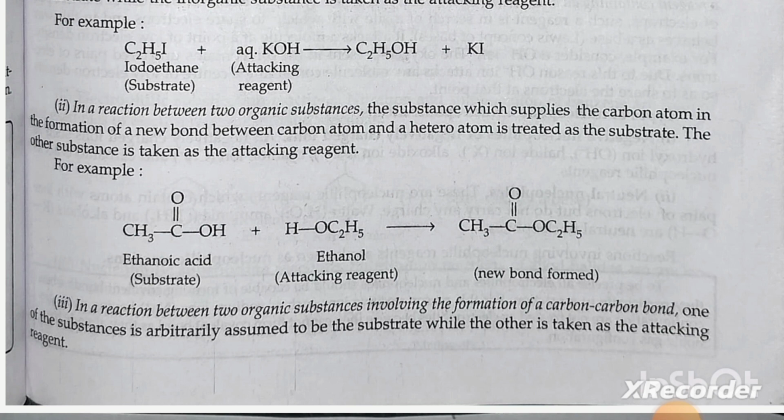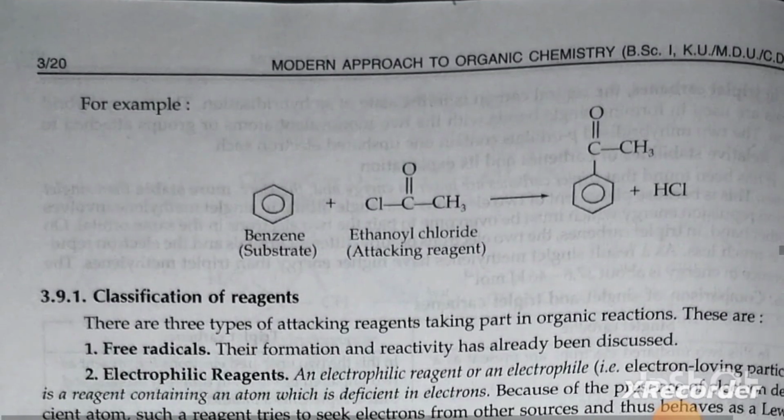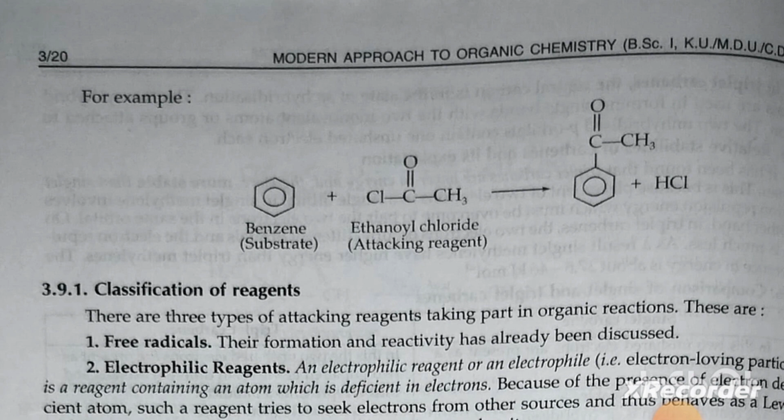Third, in a reaction between two organic substances involving the formation of a carbon-carbon bond, one of the substances is arbitrarily assumed to be a substrate while the other is taken as the attacking reagent. For example, benzene (substrate) plus ethanoyl chloride (attacking reagent) gives rise to benzene attached with C double bond O CH3, plus HCl.